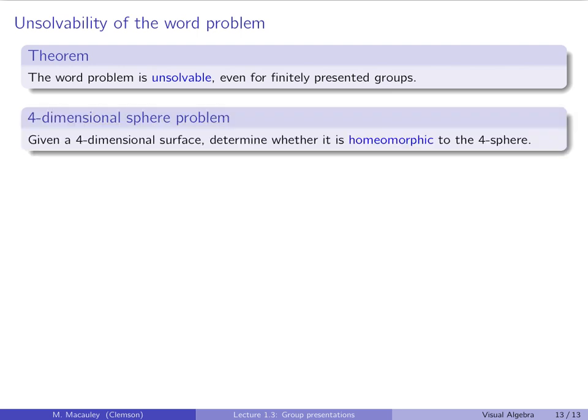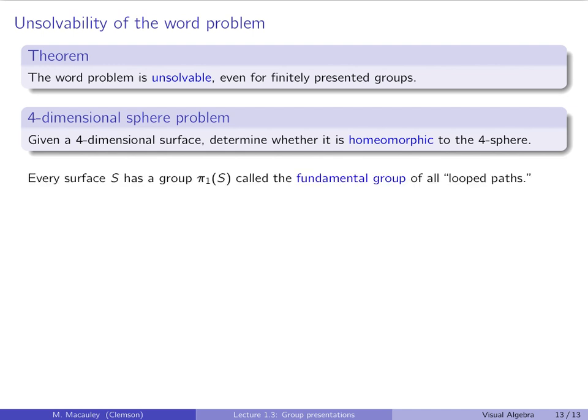Let's start with a problem from topology. This is the four-dimensional sphere problem. Given a four-dimensional surface, determine whether it is homeomorphic to the four-dimensional sphere. Now, homeomorphic means topologically equivalent, meaning it has the same shape without the notion of a geometry. And I'm going to explain this by giving you the analog of the problem in 2 dimensions. And as I do that, I'm going to discuss an invariant that every surface has, which is a group called the fundamental group of all looped paths.